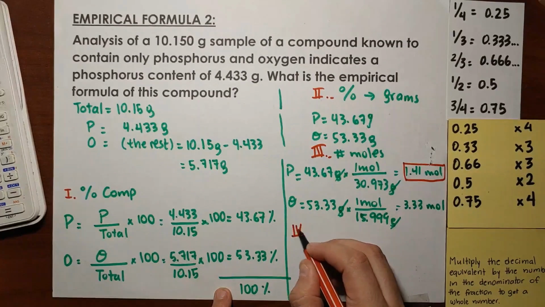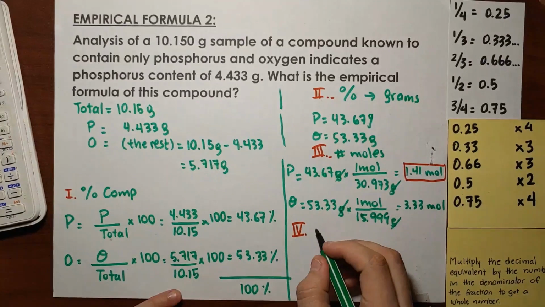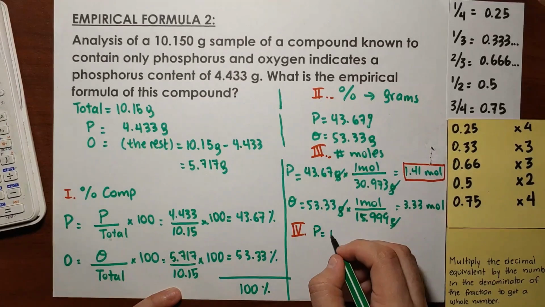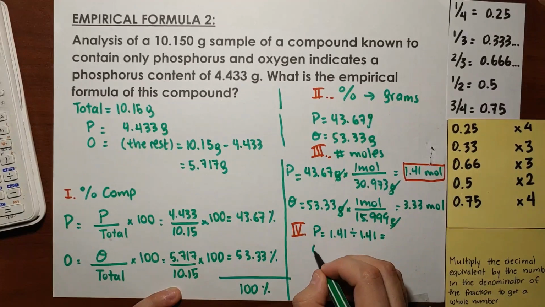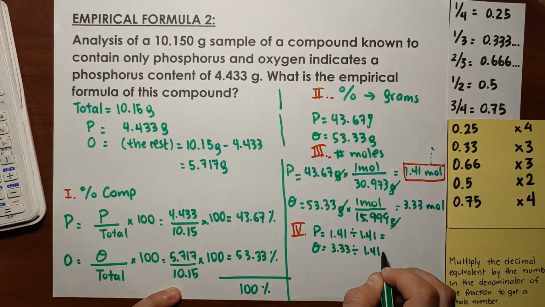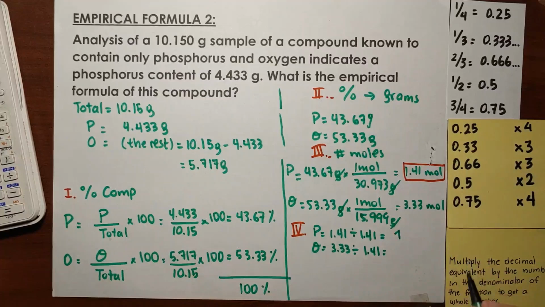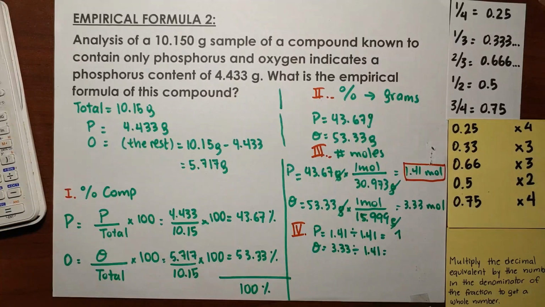So my first step is going to be dividing phosphorus. It's gonna be 1.41 divided by 1.41, and for oxygen it's gonna be 3.33 divided by 1.41. Okay, so this is going to give me 1 as a whole ratio, and oxygen is gonna be 2.36.